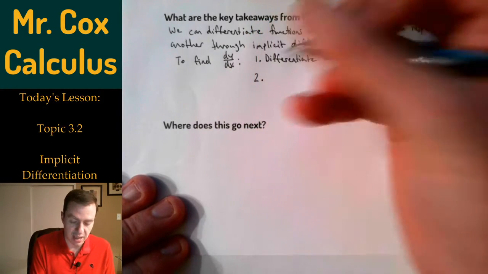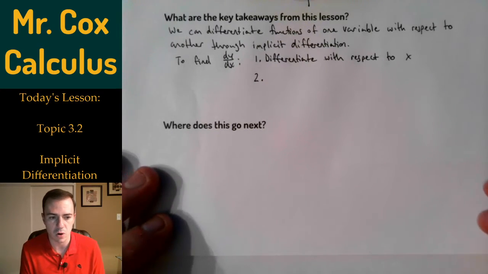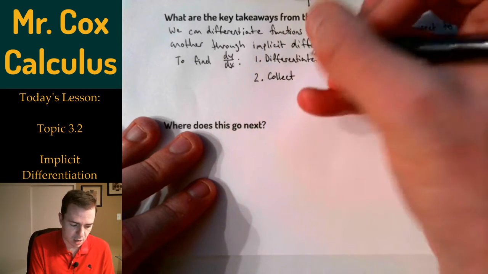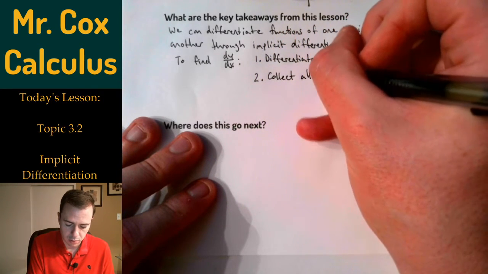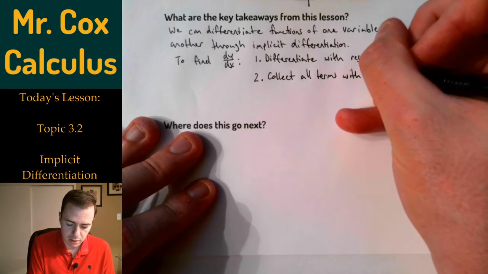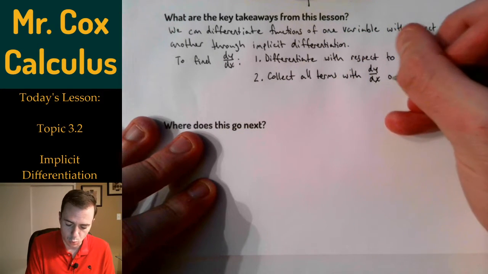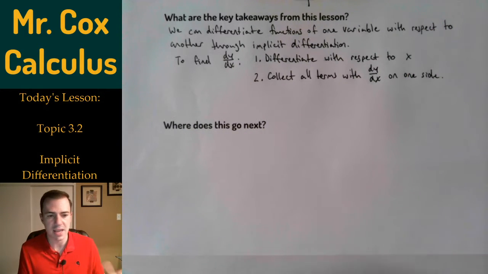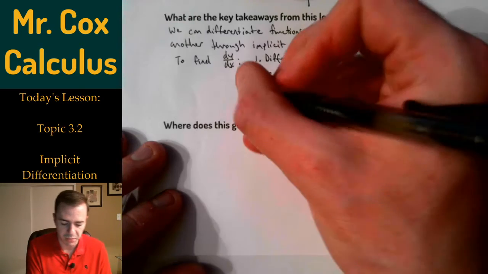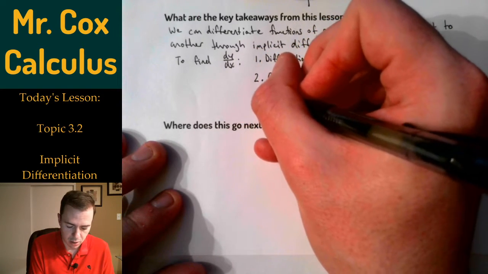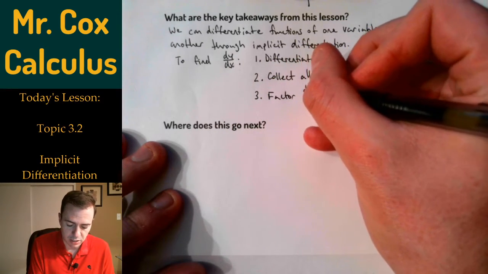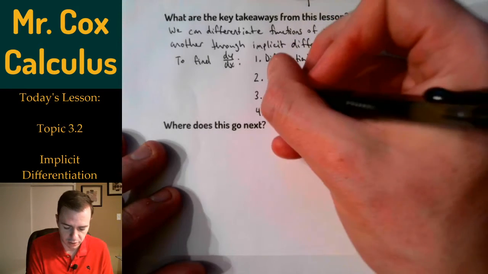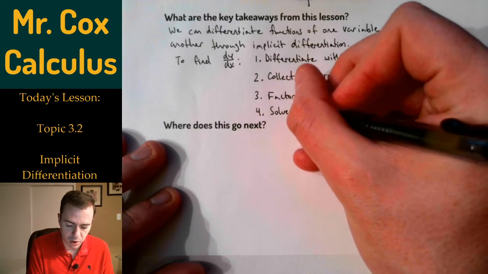The second step then, after we get whatever process happens here in part 1, wherever we have dy/dx, we want to collect all terms with dy/dx on one side of the equation. So if something does not have a dy/dx, it needs to move to the other side of the equation. That allows us to do step 3, which is to factor out our dy/dx. And then fourth, once we have dy/dx factored out, we can then solve for dy/dx.